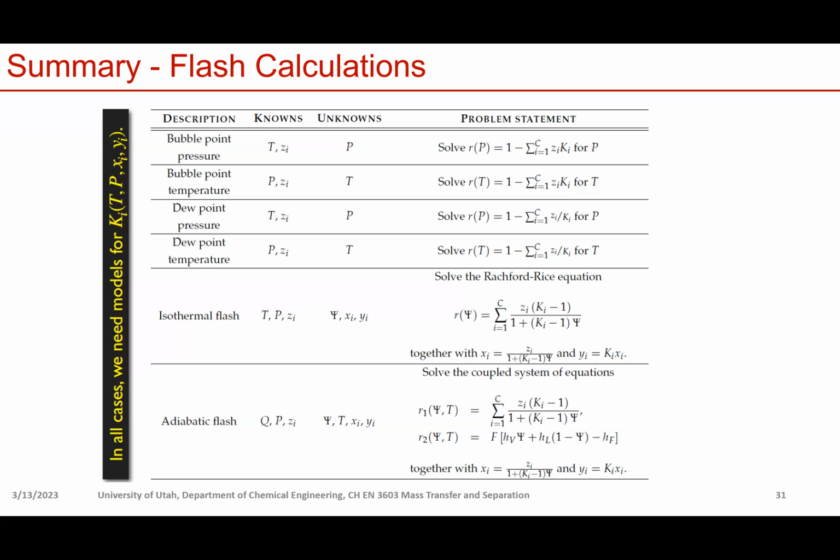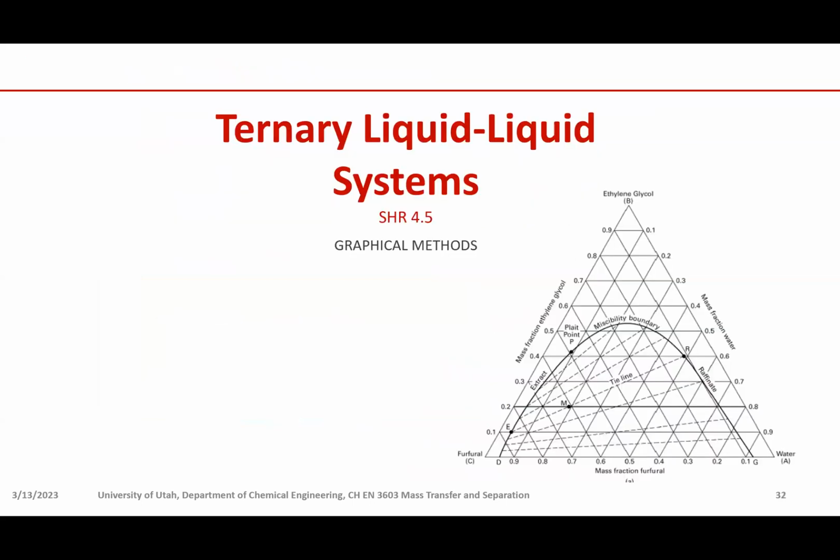Then for the adiabatic flash, we are given Q and P. We have to solve for psi, T, and X and Y. Now you have two equations to solve. Again, similarly, make an initial guess about psi and T, plug them in here, and solve for the residue, and update your guess until it converges. Okay. Any questions?